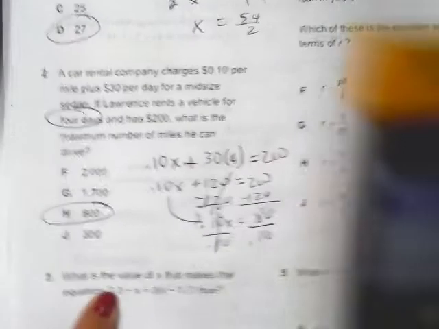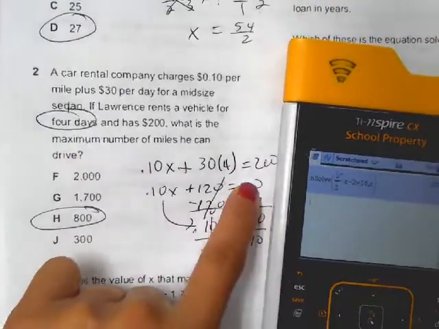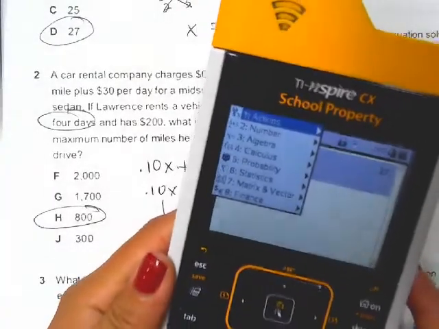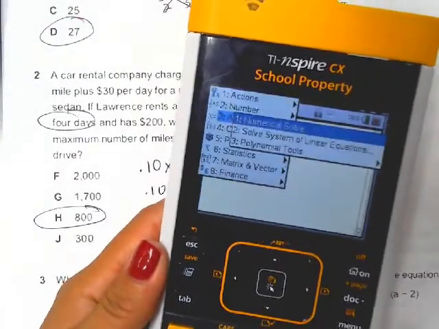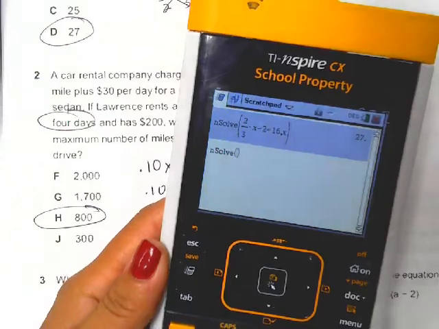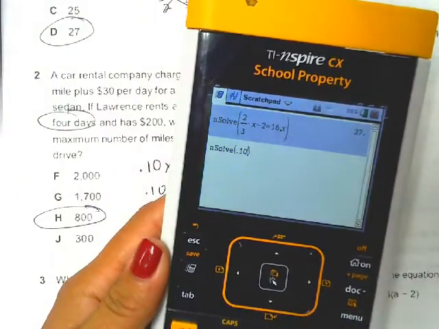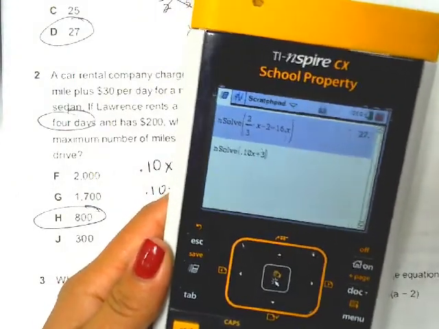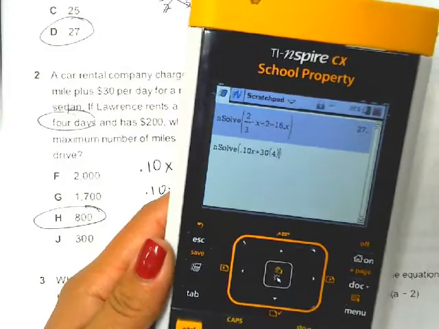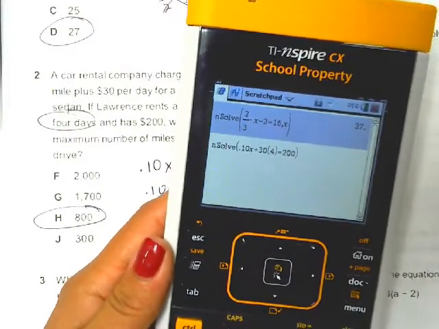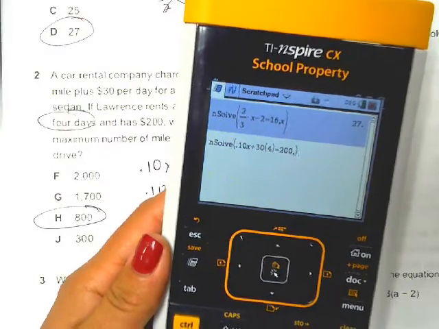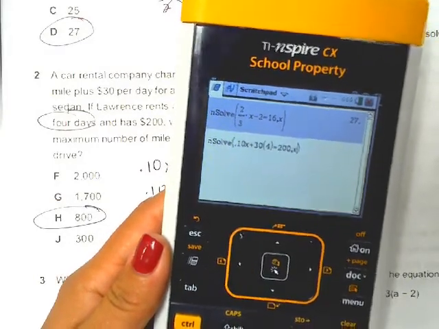You could have also done it in the calculator once you know what your equation is. Menu, Algebra, Numerical Solve, 10 cents or 0.10 x plus 30 times 4 equals 200, because that's the most I can spend. Solve for x, or comma x.